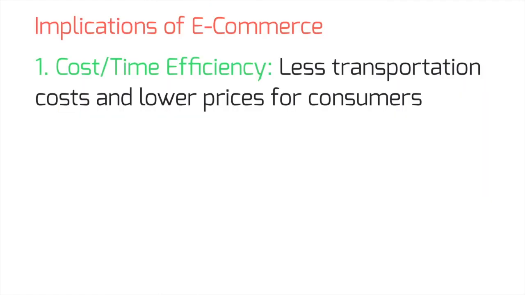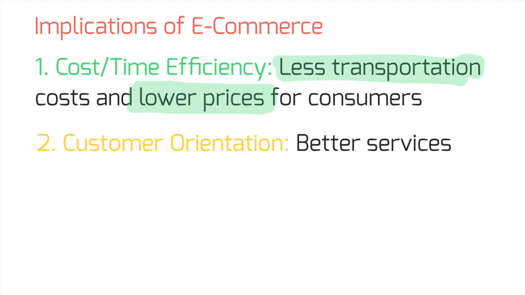So now let's talk about the implications of e-commerce and how it has affected place. First of all, because of e-commerce, you have cost and time efficiency. This is because there are lower transportation costs involved as you are directly delivering the products to your customer. This also means that consumers have lower prices as there are fewer fees involved in bringing the products to them. Second, it also has customer orientation, which basically means better services because companies can now understand and tailor to your needs.